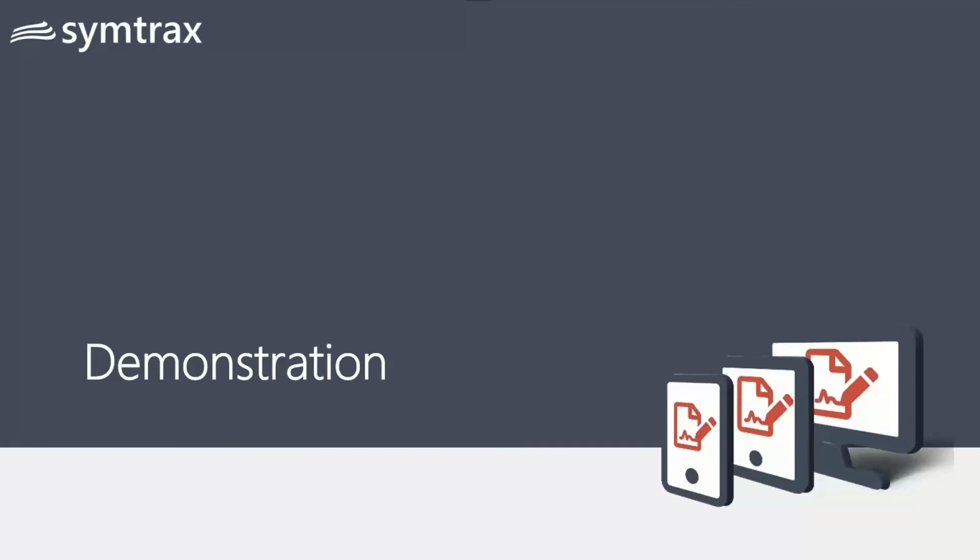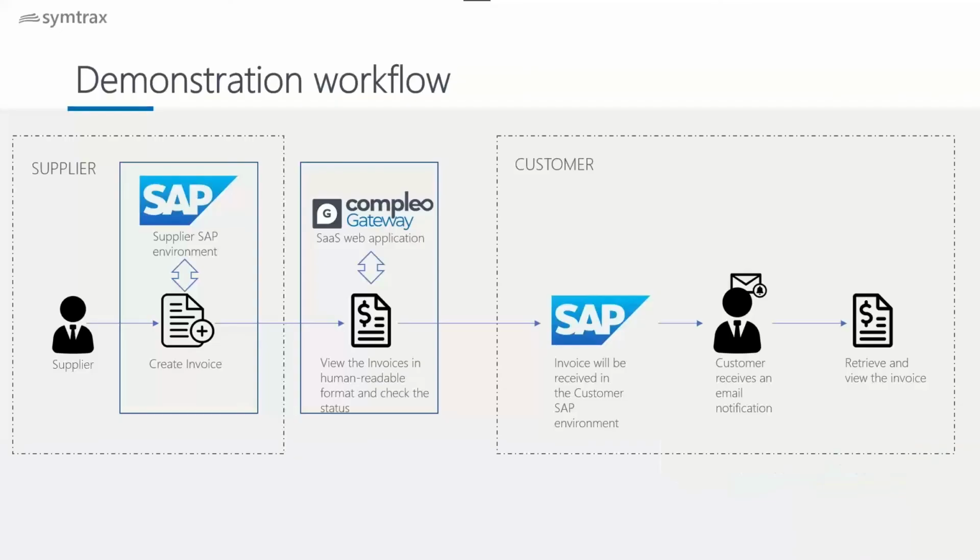Now we will move on to the demonstration. Before going to the demonstration, I just want to show you the high-level process flow that is involved in this particular demo. In the schema, you can see that the supplier will be creating an invoice from his ERP. For demo purposes, we are using SAP.